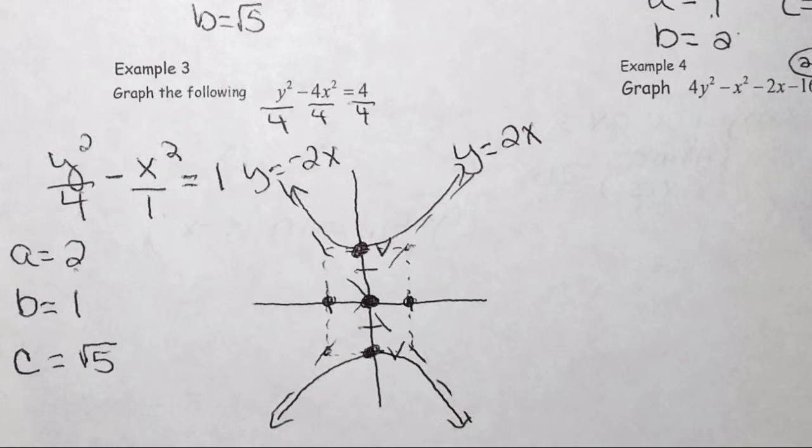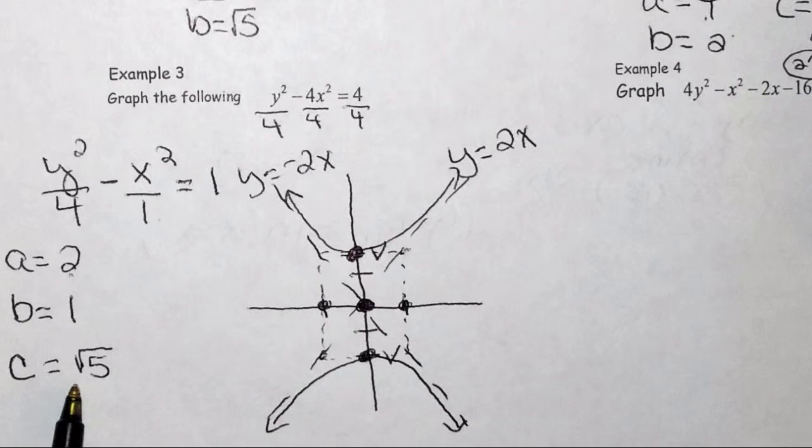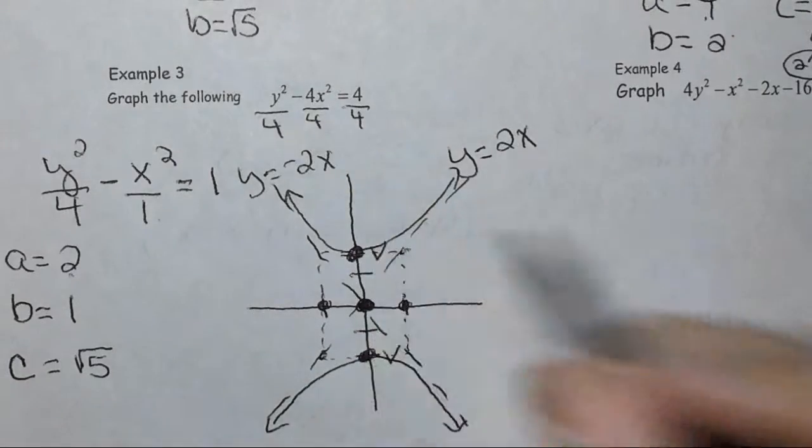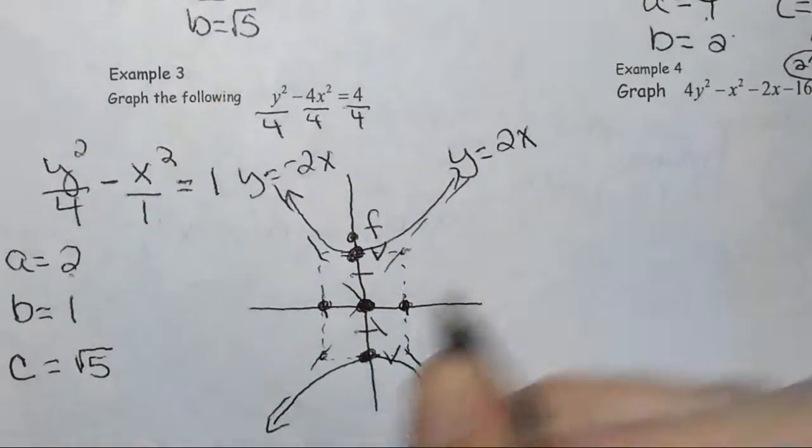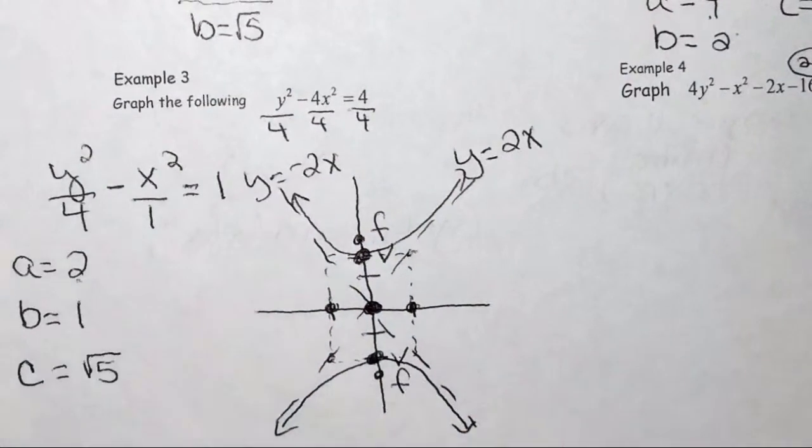What else needs to be labeled that I haven't labeled? The focus. Which way should the focus go? It's got to go with the vertex. Which way is the vertex going? Up and down. So I have to go square root of 5 up. What is square root of 5? Y'all told me earlier? 2 something. So I need to go a little above 2 and a little below 2. Done.